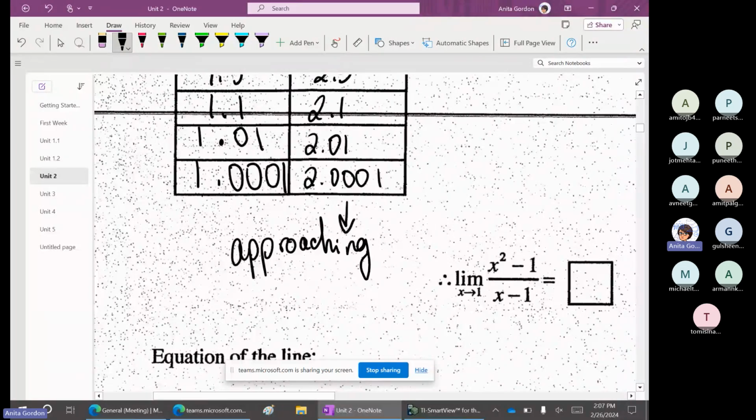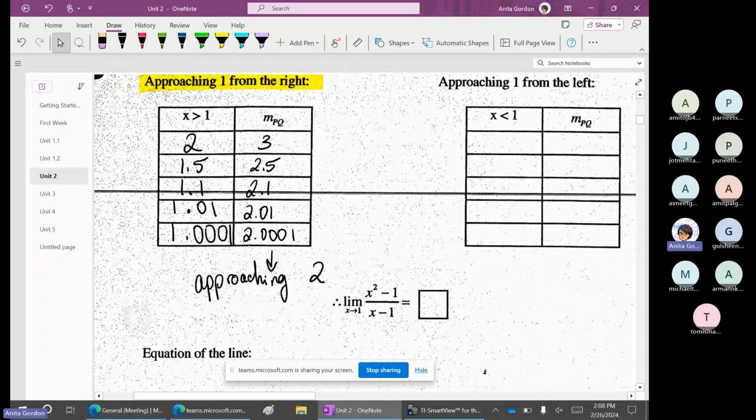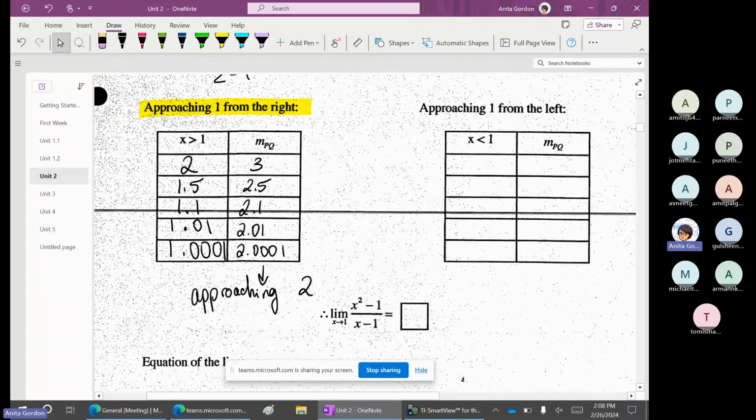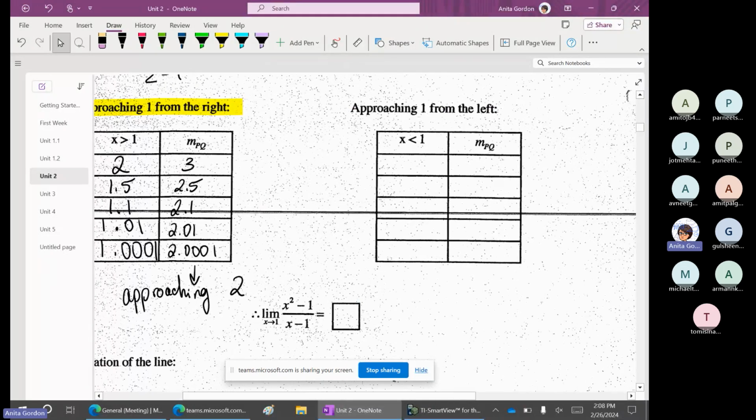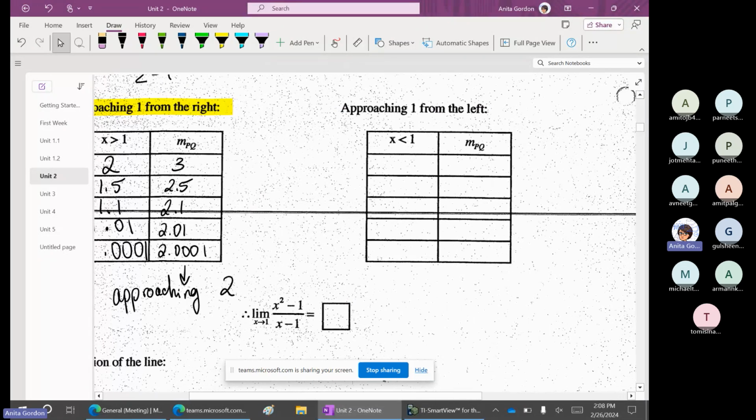So we can almost say that we're pretty sure the tangent at the point of interest, (1, 1), is 2. But before we say that, we need to check the other side. So now I want to look at numbers that are less than 1, but are getting close to 1. So I'm going to go down to 0, 0.5, 0.9, getting closer and closer to 1, but not actually reaching it. Lots of 9s there.